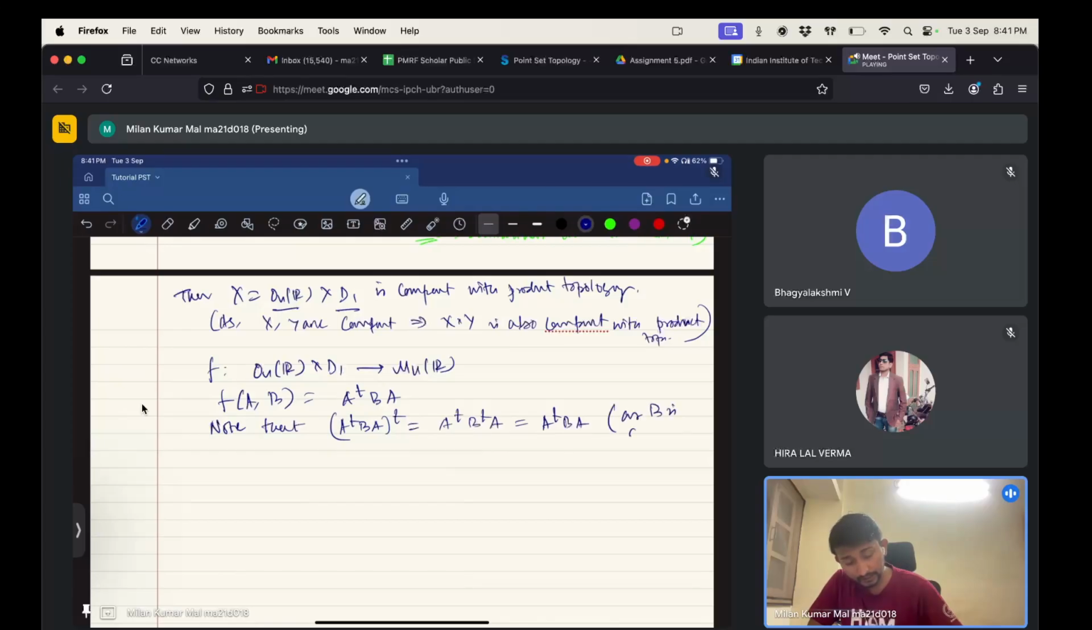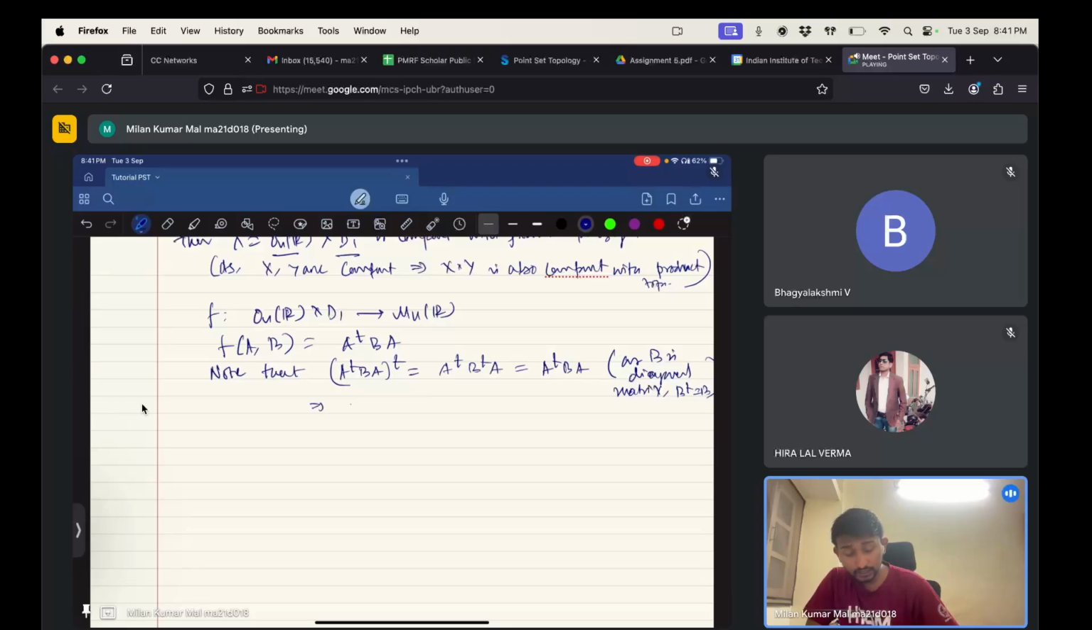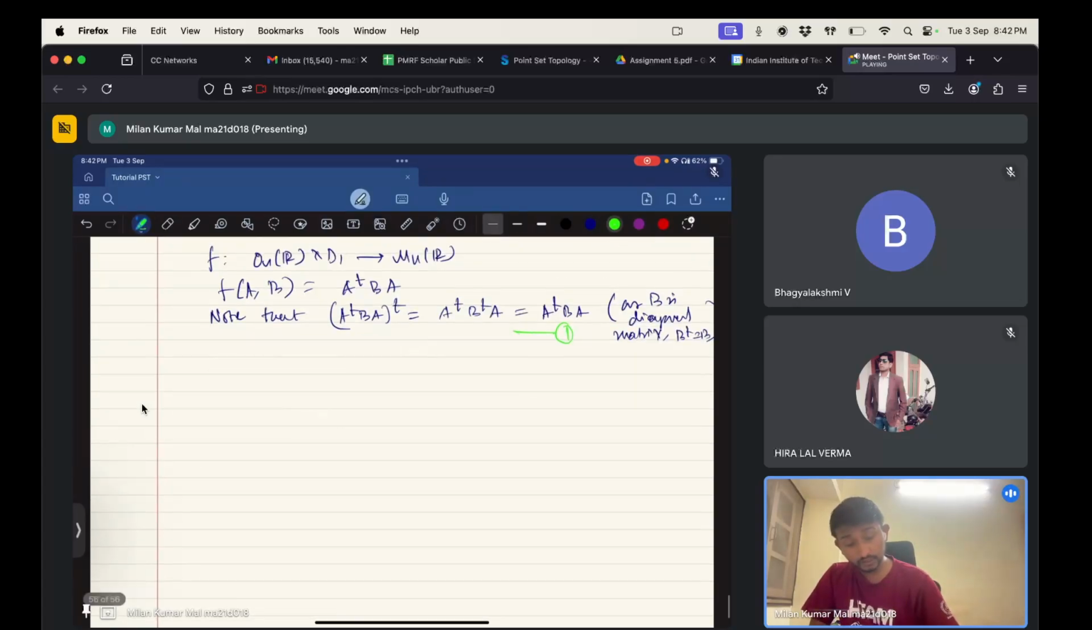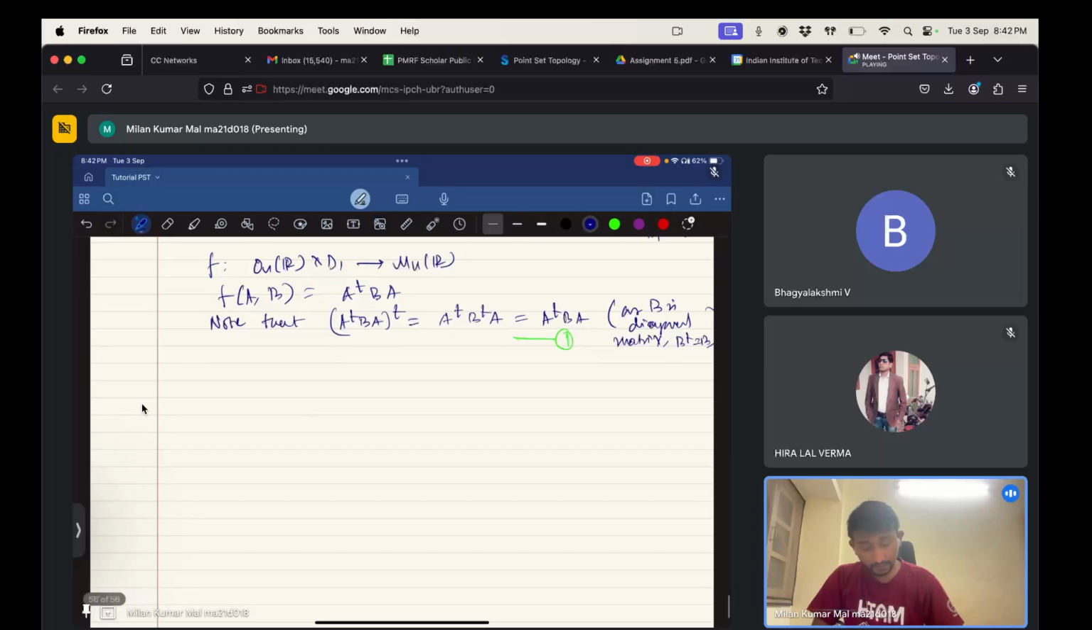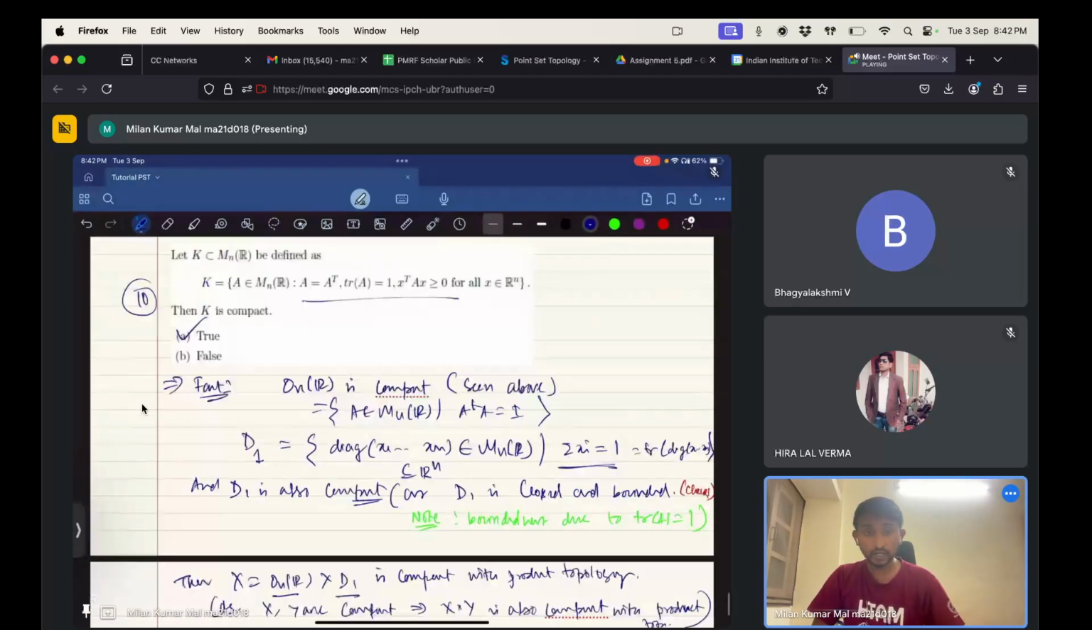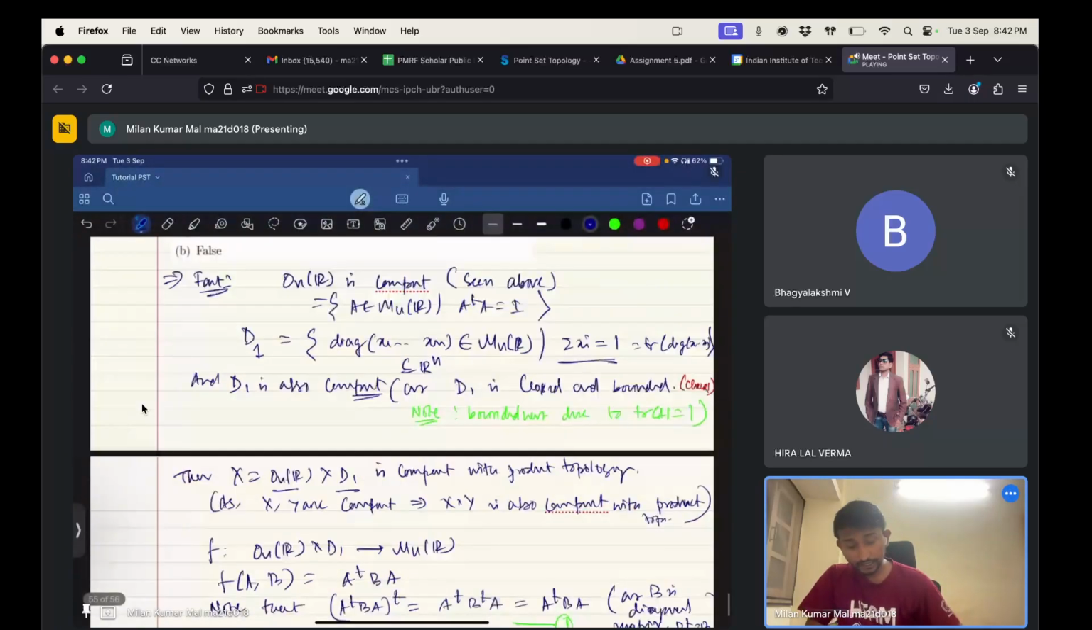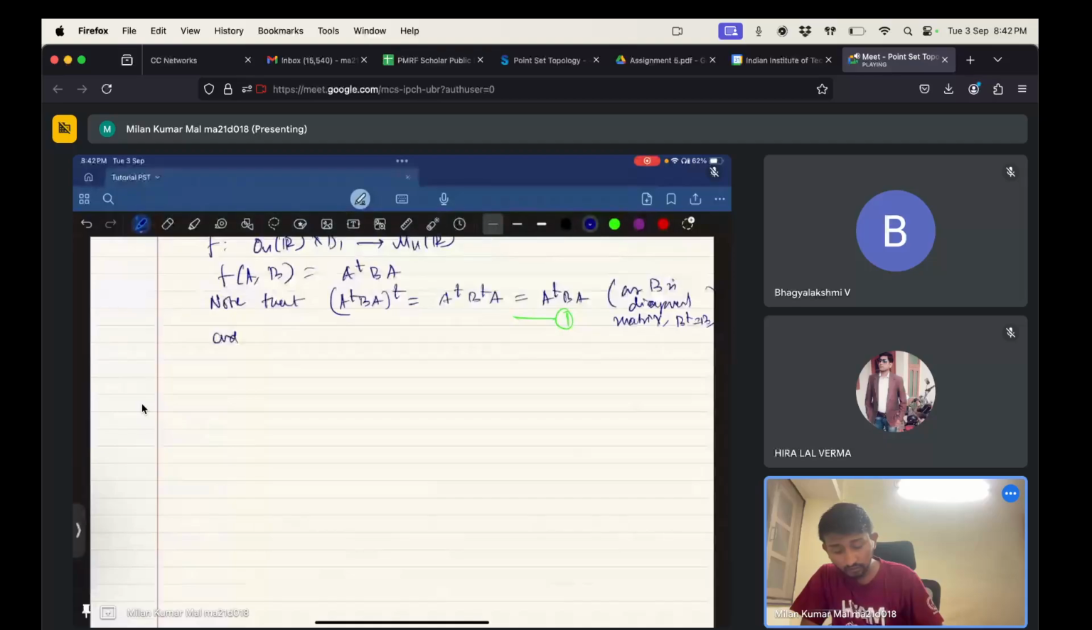As B is a diagonal matrix, B transpose is equal to B. So this is one property. Let's mark it one. The next property is that the image satisfies all these properties. And clearly, for all x belonging to R to the power n, A transpose B A x transpose x.